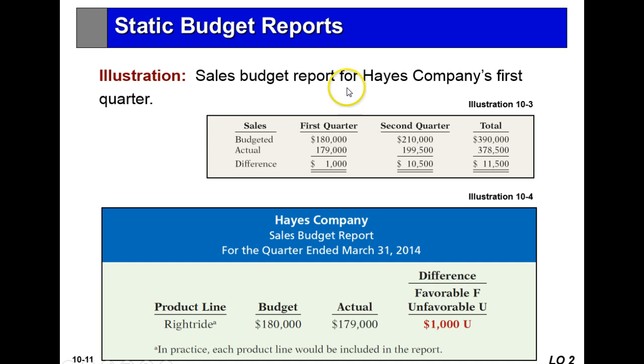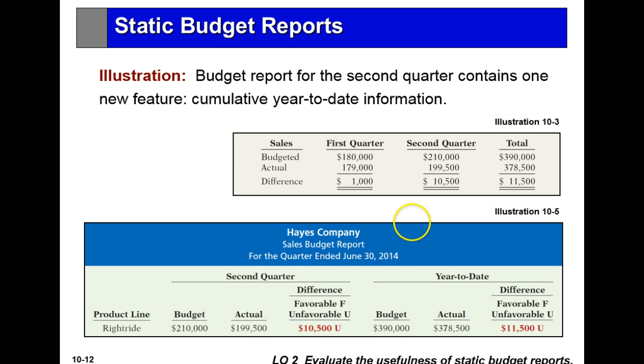Now, sales budget reports for Hayes Company's first quarter, we've got here what we're showing. Product line, Right Ride, 180. The actual was 179. So this is an unfavorable variance, which means it's under budget, okay? If instead of actual being 179, if actual was 181, would it be a favorable variance or an unfavorable variance? It would be a favorable variance.